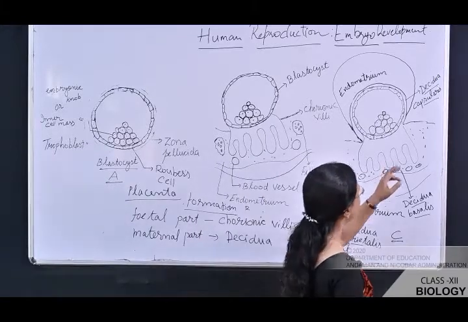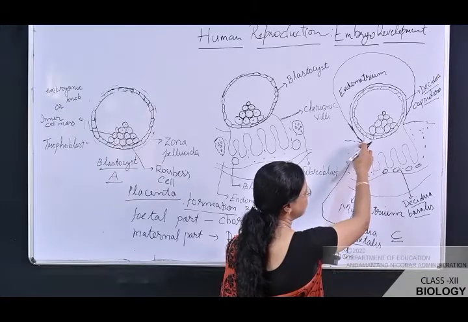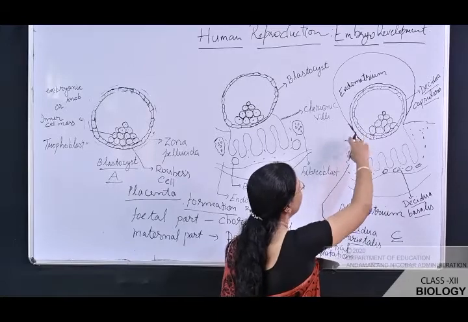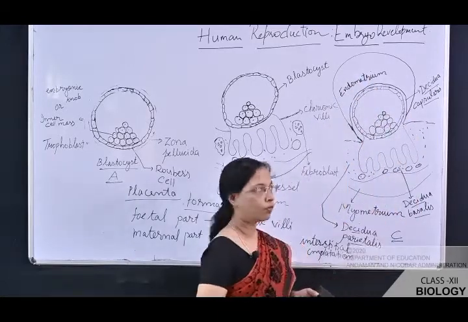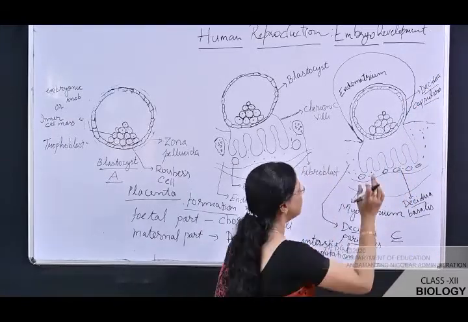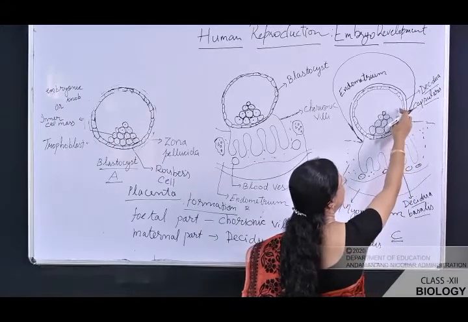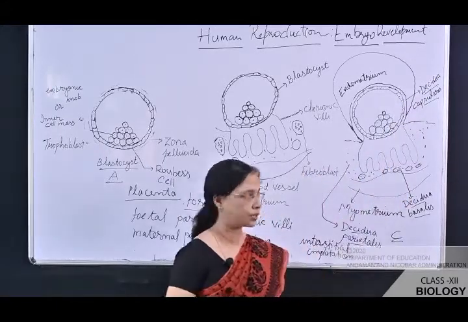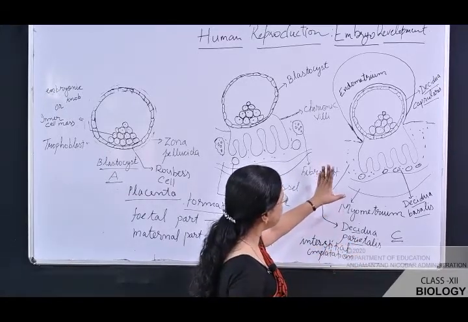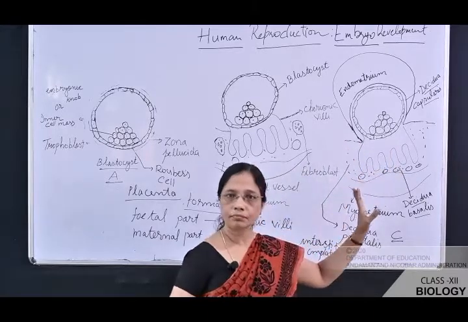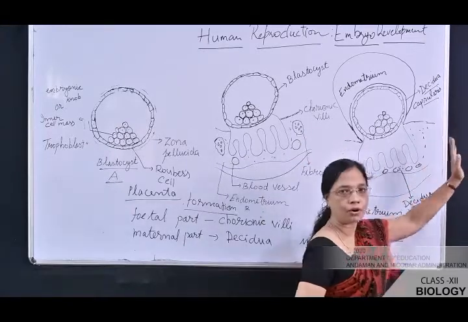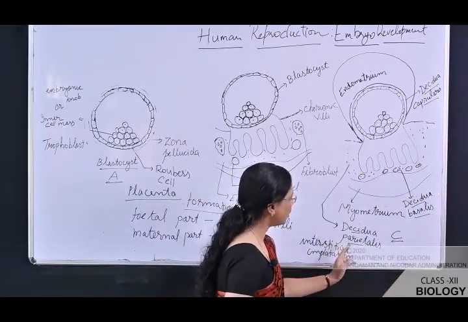Now what is this decidua capsularis? The endometrium present at the region of implantation develops, divides and covers the entire blastocyst, forming a capsule-like structure that is known as the decidua capsularis. So this decidua capsularis is a cavity between the blastocyst and the endometrial tissues. Now the third one is decidua parietalis. What is decidua parietalis? The other region of the endometrial tissues, this region and this region, are known as decidua parietalis.